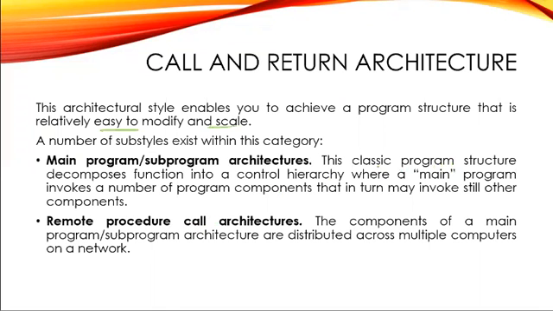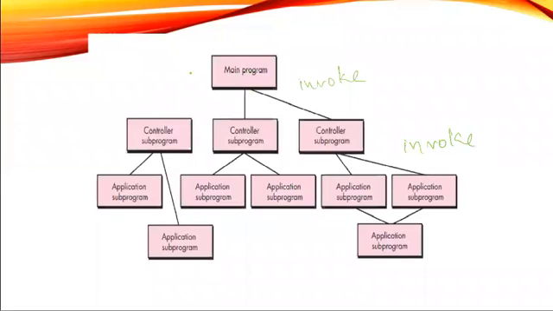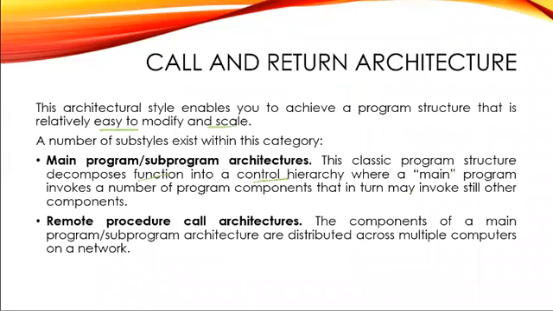This is your main program subprogram. Coming to the definition, I'll just read it out. A classic program structure decomposes functions into a control hierarchy. Now this is your control hierarchy, that is, this is the first program that is calling this second program. This second program, in order to complete the task, is calling the third program, and then in turn that can be calling the fourth program. It invokes a number of program components that in turn may invoke still other components. That is, in a hierarchy they can invoke other components in order to complete the task.